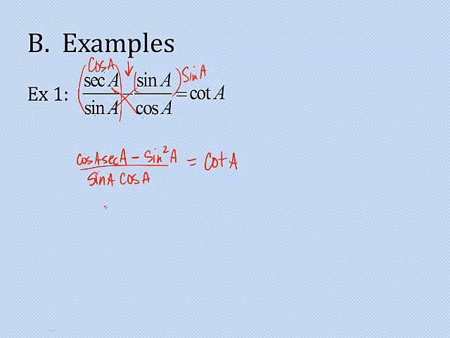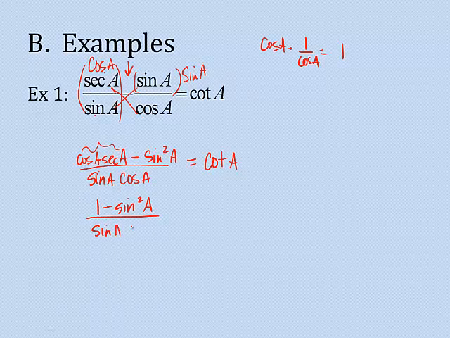Alright, so let's figure this out. Now, we need to do some cleanup work. Cosine times secant. Well, think about this, okay? Cosine, what is secant? Well, if you look on your card, secant is 1 over the cosine, right? So cosine times 1 over cosine is 1. So I can replace all of this with 1 minus the sine squared of a over sine of a cosine of a equals the cotangent of a.